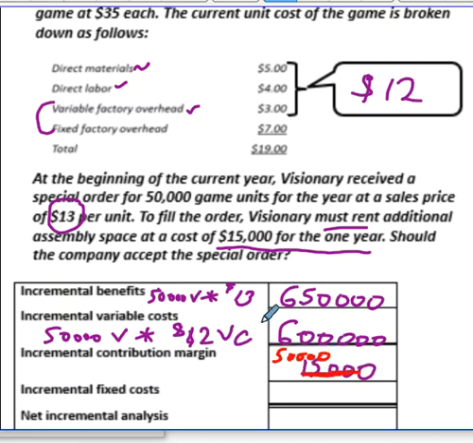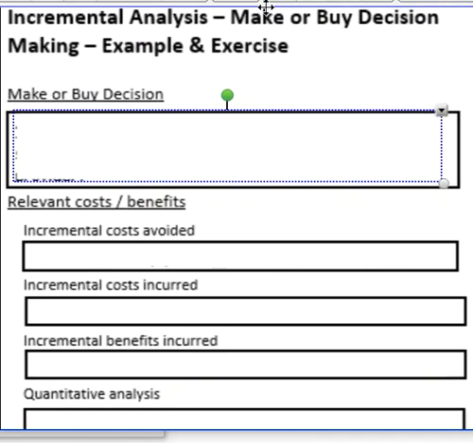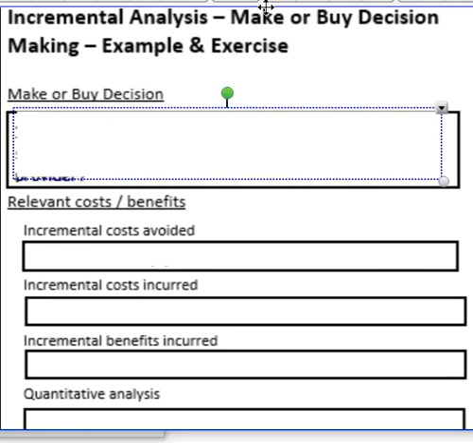Sorry about that. Now I go with the incremental fixed cost, which I'd mentioned again. Those were due to the fact that my $15,000 incremental fixed cost for the additional rent. So that'd be $15,000. Okay, now in doing the incremental, I keep messing up with this line here.